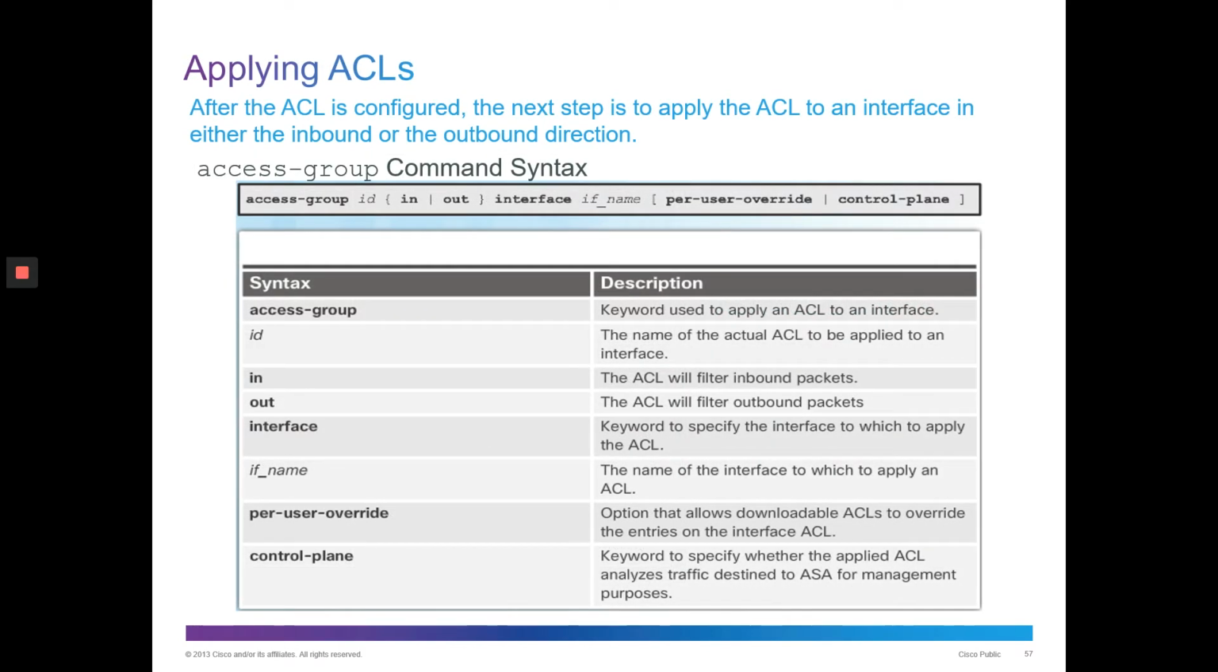Applying an ACL: you can apply the ACLs to an interface. You can type in a command called access group, then ID, in or out. And this is important, whether it's the traffic coming in or the traffic going out on that particular interface. Then you can apply the ACL to that particular interface.